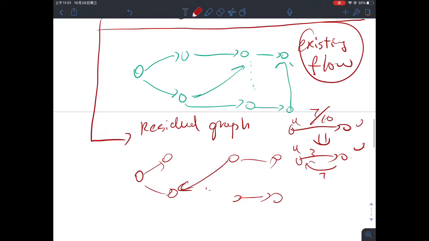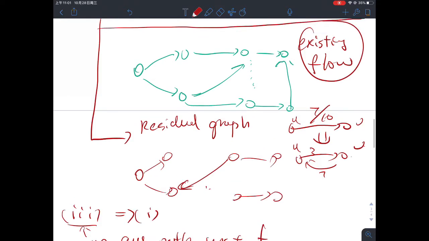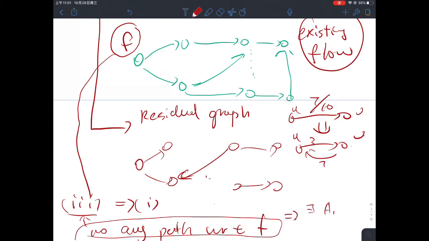So now, when we say that we want to prove 3 implies 1, this is the condition we want to prove. 3 basically means that there are no augmenting paths with respect to f. So this is our f, and we need to fix any f. Let's assume that there are no augmenting paths, and we want to prove that that implies 1, which means that there exists an A and B as a cut such that the capacity of A and B is the same as the value of f. So this is what we need.